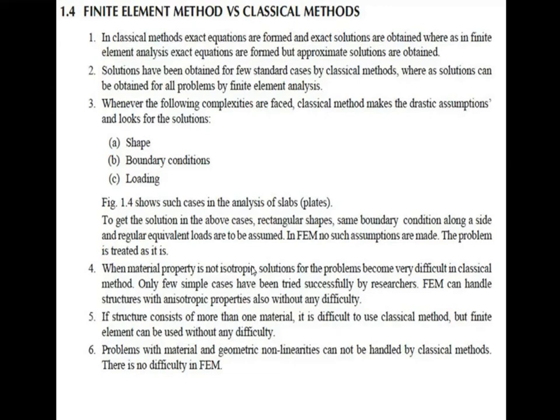When material properties are not isotropic, the solution becomes very difficult in the classical method. Isotropic is the property in which the material behaves in a similar way in all directions. That means the material properties are the same in the x, y, z directions. Such materials are called isotropic materials. They have simple properties. Only a few simple cases can be studied by researchers.